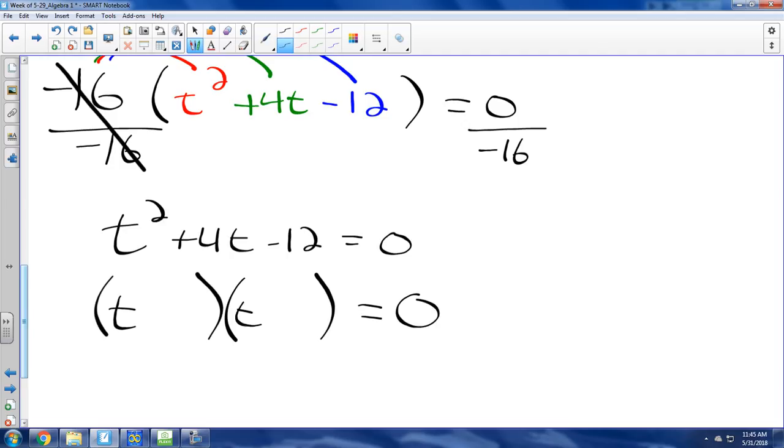T and T. What do you got for me, sir? Shall I identify you? Caden, if you will. 6 and 2 is correct. Now we just got to figure out how we're going to get positive 4 out of that. Ryan? 6 and negative 2. Positive 6 and negative 2 is correct.